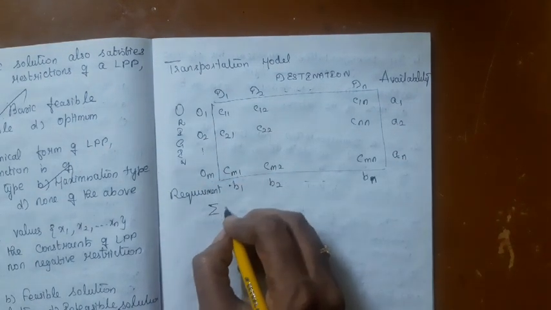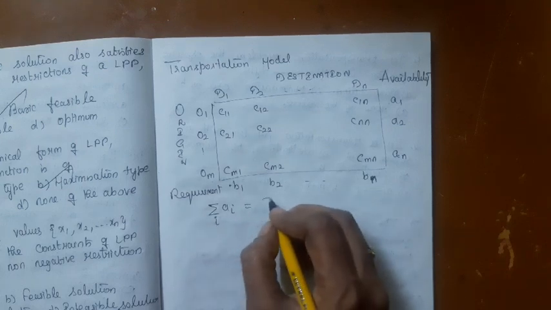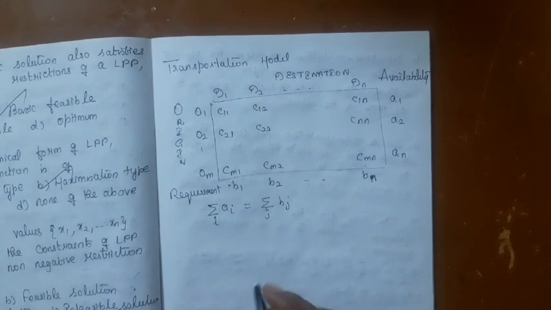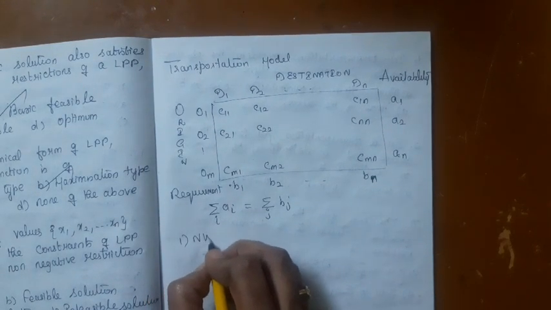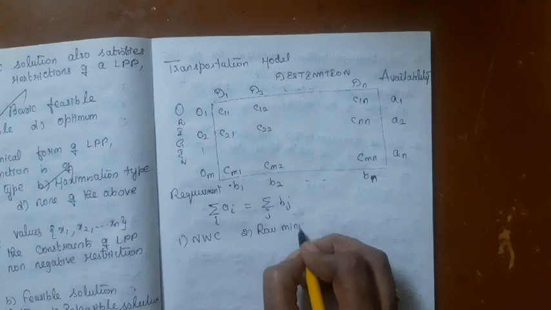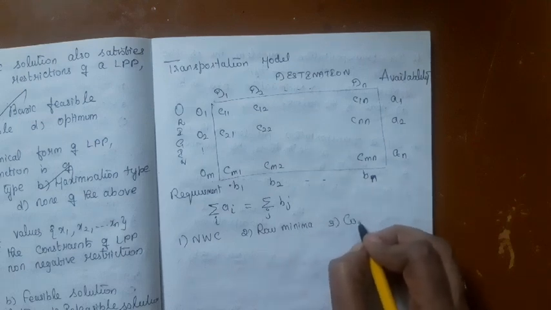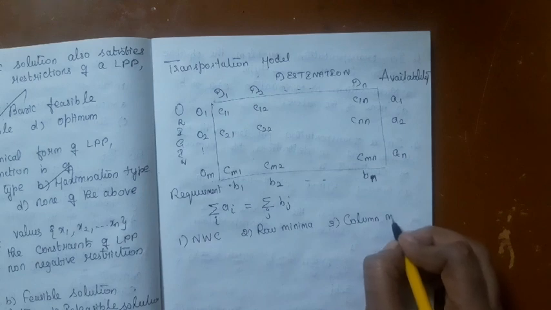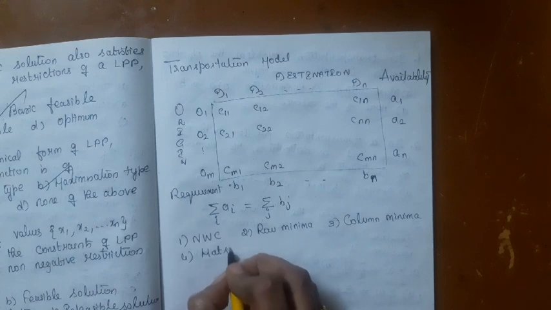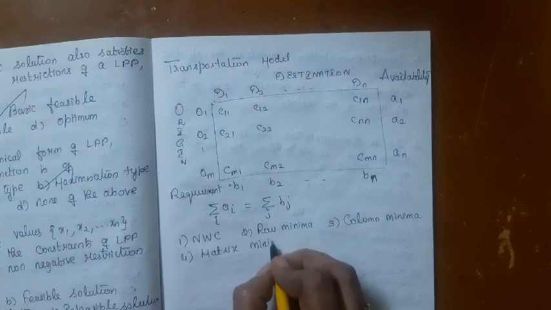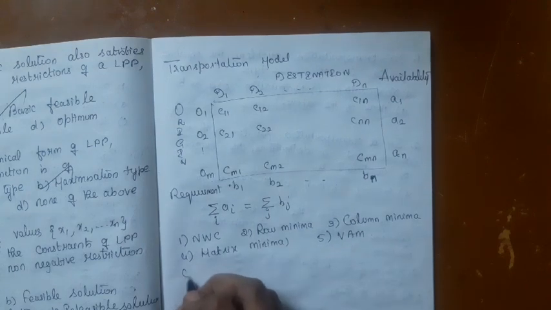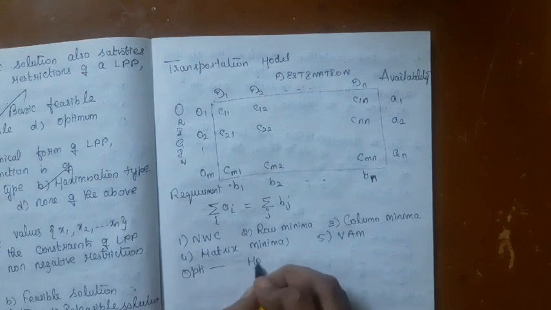This transportation table is said to be balanced if summation over i ai is equal to summation over j bj. And to find the initial solution for this transportation problem, we have northwest corner rule, row minima method, column minima method, matrix minima method, which is otherwise called least cost method, and the last one is Vogel's approximation method. And to find the optimum solution, you use Modi method.